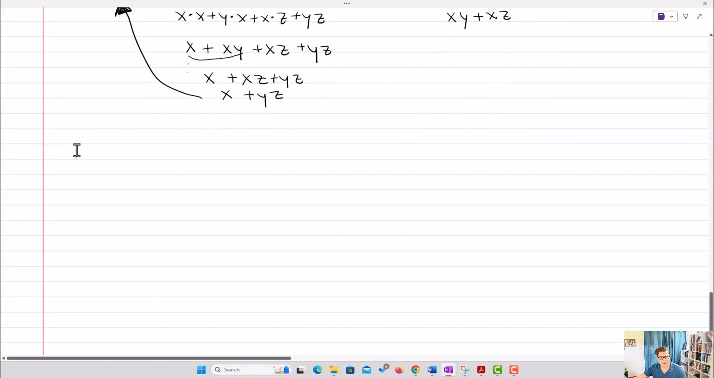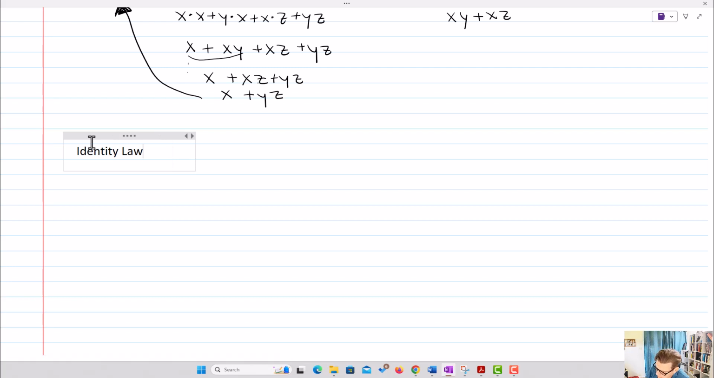Let's throw in a couple of others. We have some identities. We have an additive identity, and we also have a multiplicative identity. So x plus 0 is going to equal x, and x times 1 will also equal x. So the additive identity is 0, and the multiplicative identity is 1. Pretty handy to remember those things.